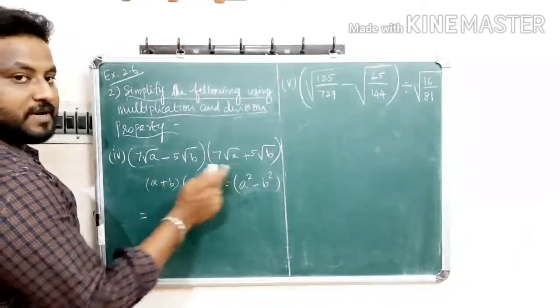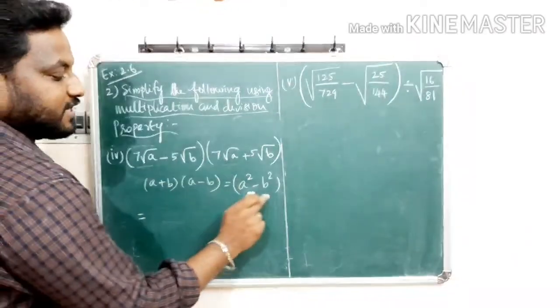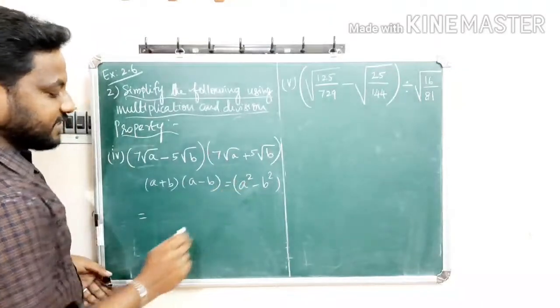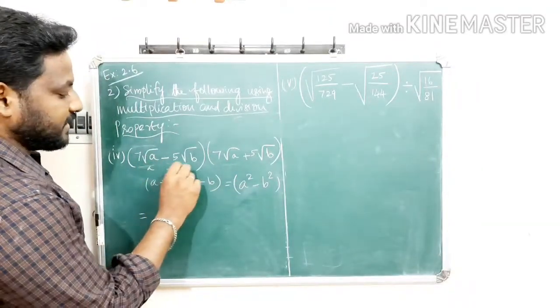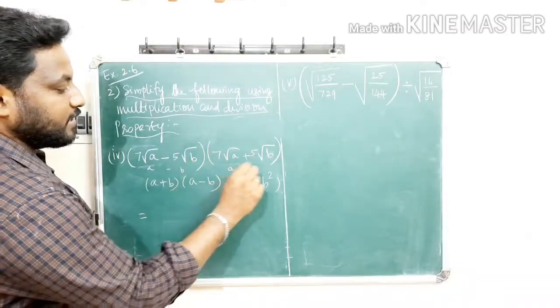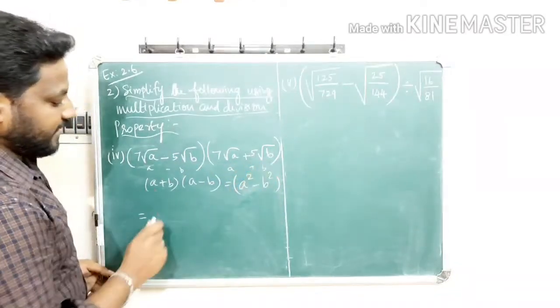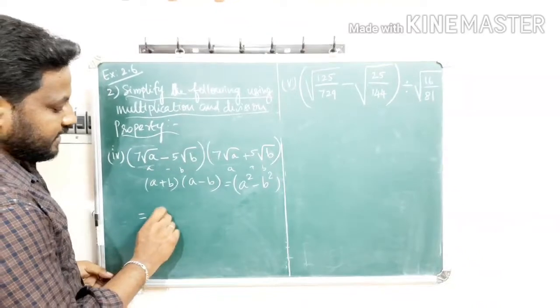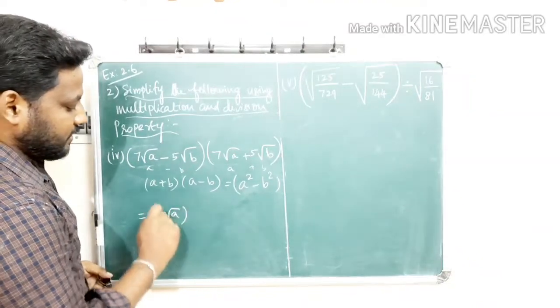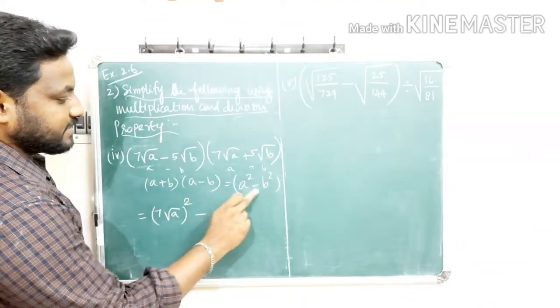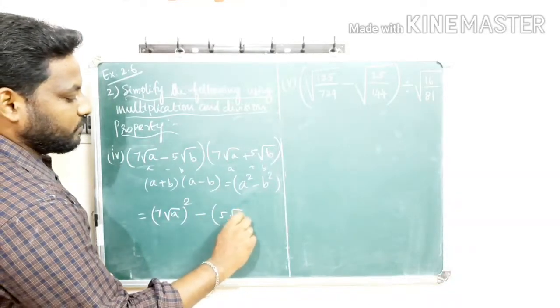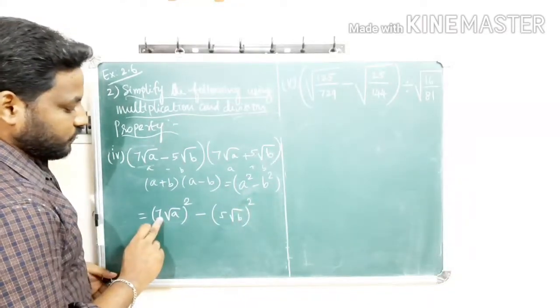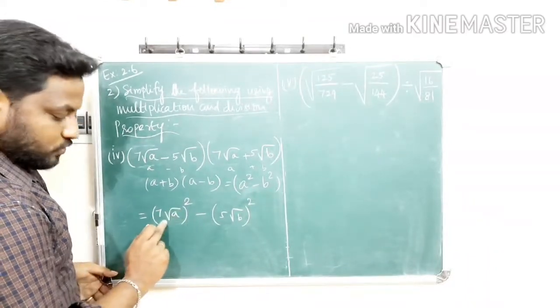So this is the format given in the question. We have to write into the right hand side format, which is a square. Here a is equal to 7 root a, minus b, a plus b. So we have to write a square. A is 7 root a, so 7 root a the whole square, minus b is 5 root b, 5 root b the whole square. So we have to square two terms.